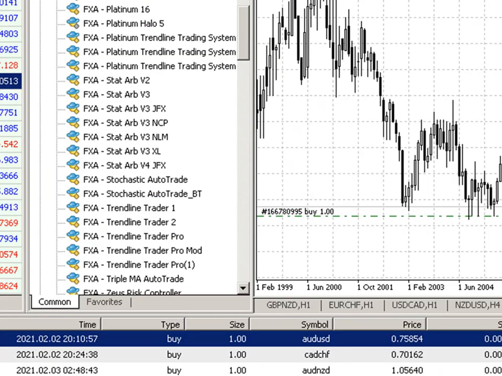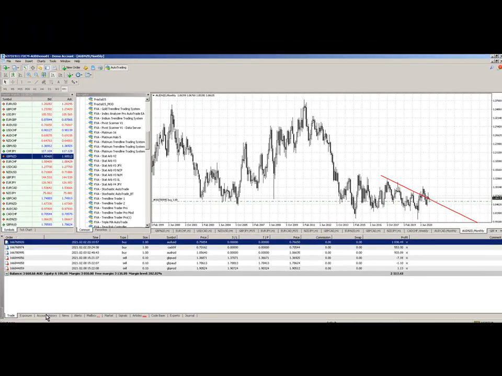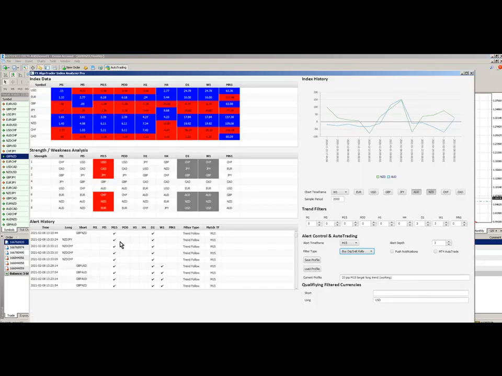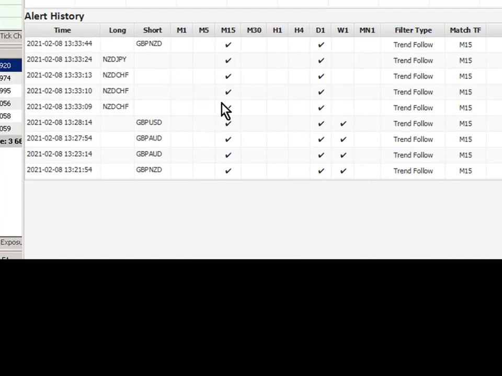I've been experimenting a bit with this. These 3 trades here were just before I started this video. They're not very serious trades. You can see the time frames I used to generate those: they were all on a daily main filter, the match time frame was M15, and they were all trend follow trades. The trend follow is where the system will just jump onto the actual trend if a currency meets all of these filter criteria.